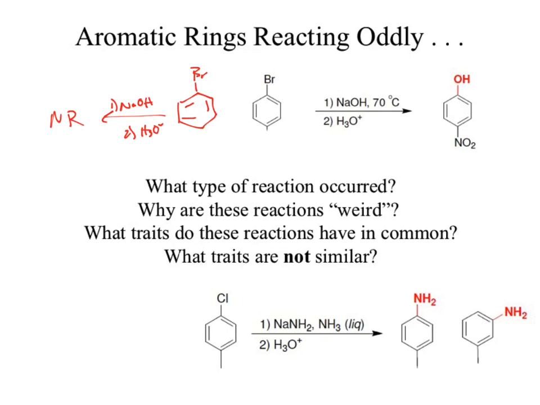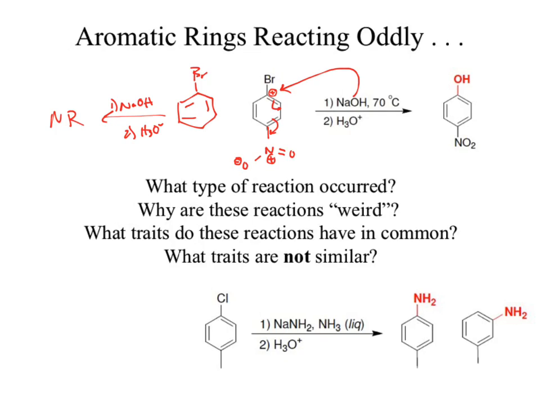What do nitros do? Deactivate by doing what? Withdrawing electrons. If these electrons shift out, what charge starts to build? Positive charge. Does that carbon want to be positive? No. So what happens? It starts to seek out electrons from the hydroxide. Okay? So we have to have that strong withdrawing group.